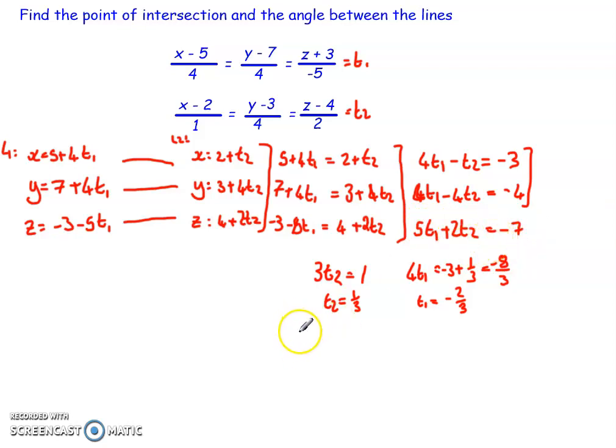So if I substitute into that third equation, I should hopefully get that solution there. I get 5 times t1, so 5 times negative 2/3, plus 2 times a third. That would equal negative 10 over 3 plus 2 over 3, which equals negative 8/3. So what I've actually proven in this one is that these two lines don't actually intersect.